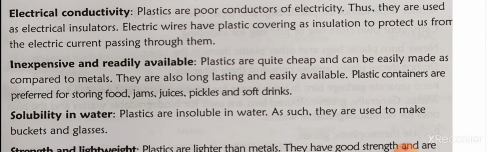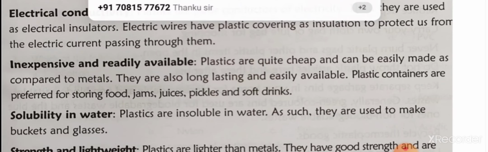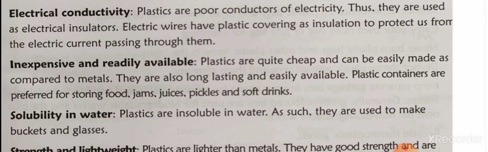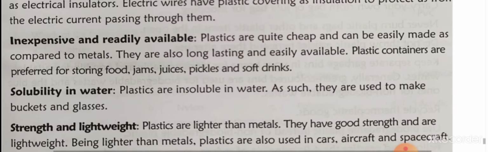Inexpensive and readily available. Plastics are quite cheap and can be easily made as compared to metals. They are also long lasting and easily available. Plastic containers are preferred for storing food, jams, juices, pickles and soft drinks. Now, solubility in water. Plastics are insoluble in water. As such, they are used to make buckets and glasses.